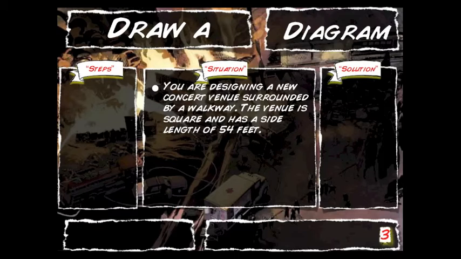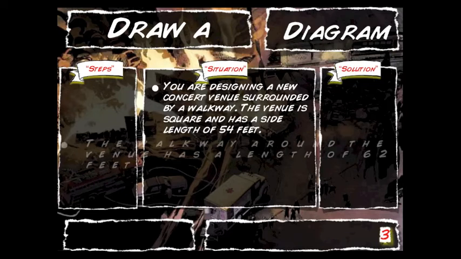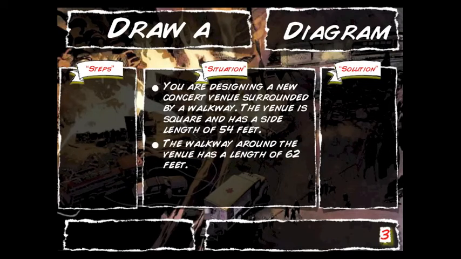This venue is square, so the concert stage is going to be a square that has a length of 54. So if you were to draw a square and then label each side 54 feet. The next part is, in order to create the walkway, which is going to go around the stage. So you have the stage, and then around the outside of the stage we have another, kind of like a sidewalk that goes around it.